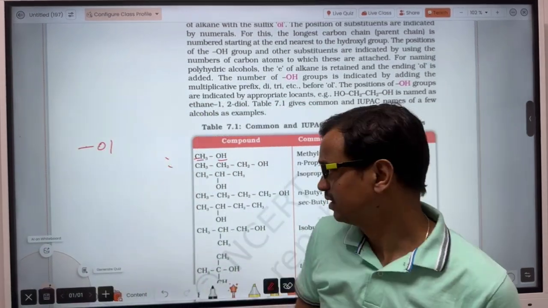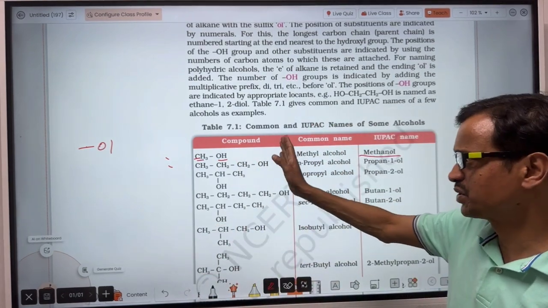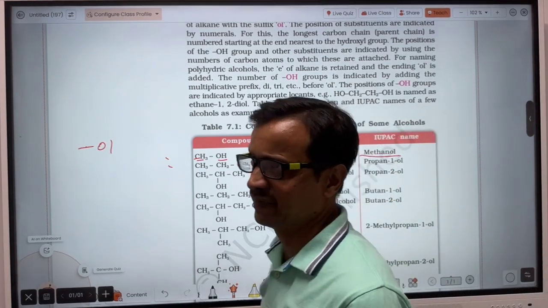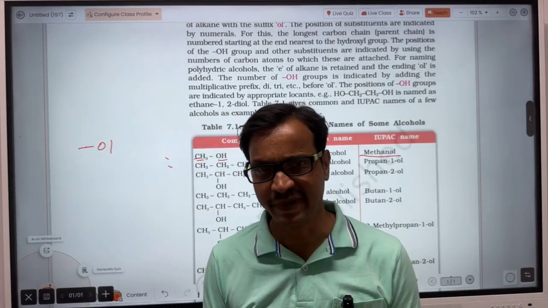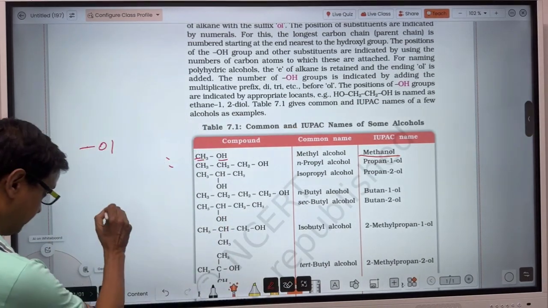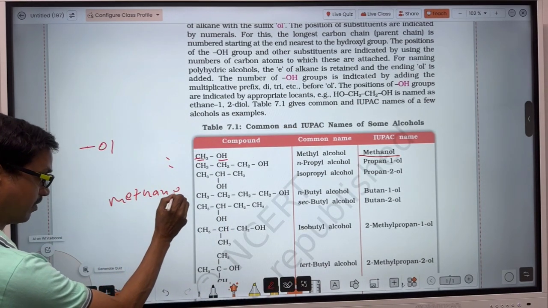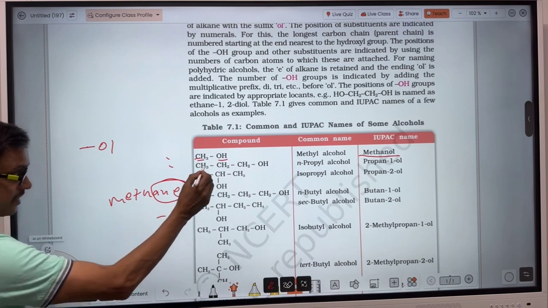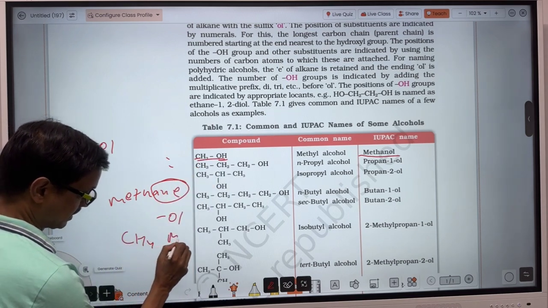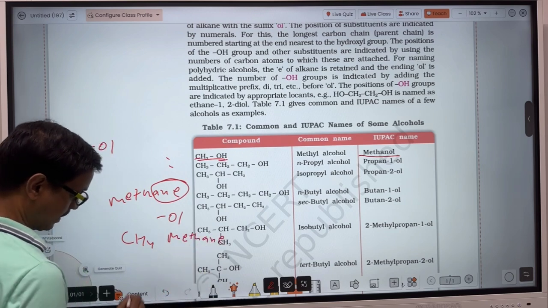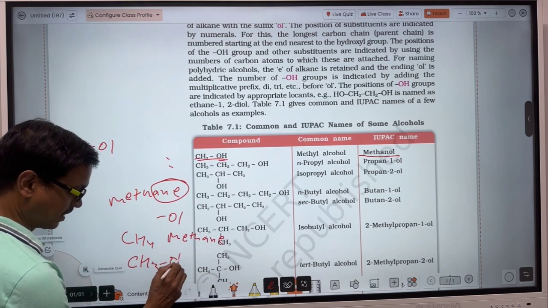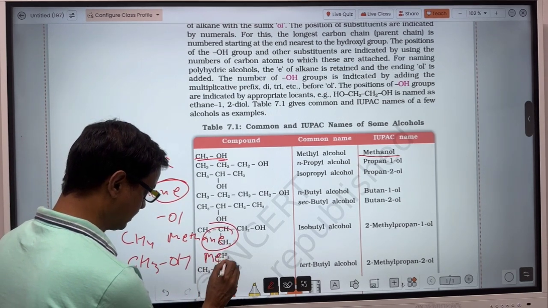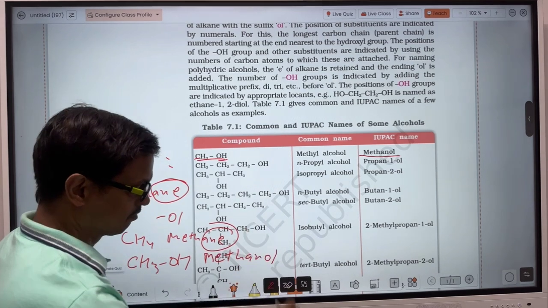In the common name we use alkyl alcohol, and in case of the IUPAC name, the "e" of alkane will be replaced by "ol." Like methane, the "e" will be replaced by "ol." So here CH3OH, if that would be methane, and when OH replaces one hydrogen, then the "e" is replaced by "ol." So the compound will be called methanol.